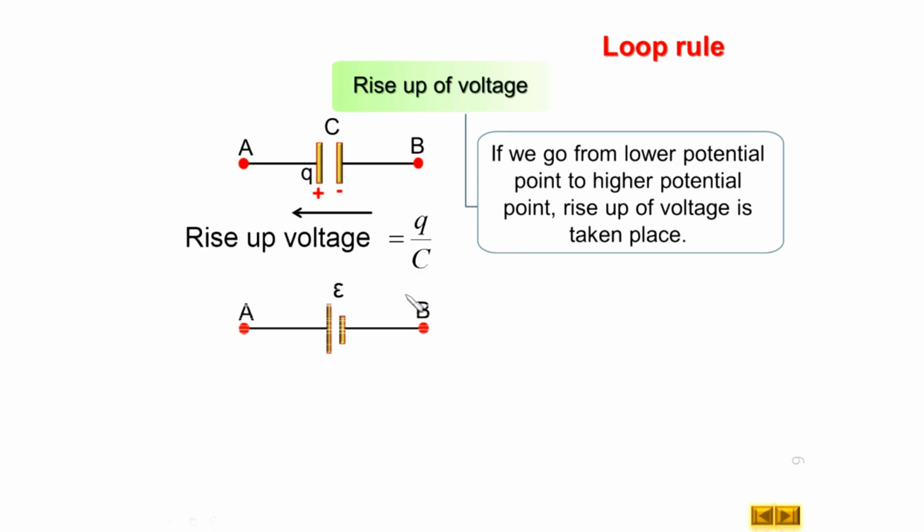And here let us draw the battery again, with the same repetition. Here we are moving from the negative plate to the positive plate. So here also a rise of voltage will occur, and this rise of voltage should be equal to E with the positive sign. So this is about the rise and drop of voltage.